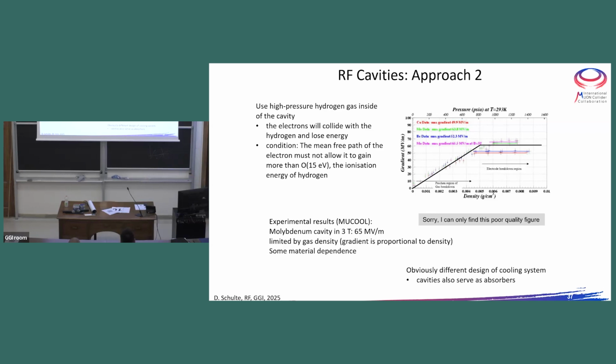So here you see the density of hydrogen, you see the gradient that could be attained, and you see it's a linear dependence, exactly because the mean free path depends linearly on the density. And then at some point, at 65 megawatts per meter, you're limited because you get surface effects, and that you cannot cure in the volume. Really neat, but certainly that would change the design, because you also have the muon see the hydrogen, and so you would get cooling and multiple scattering already in the cavity. Okay, very nice.